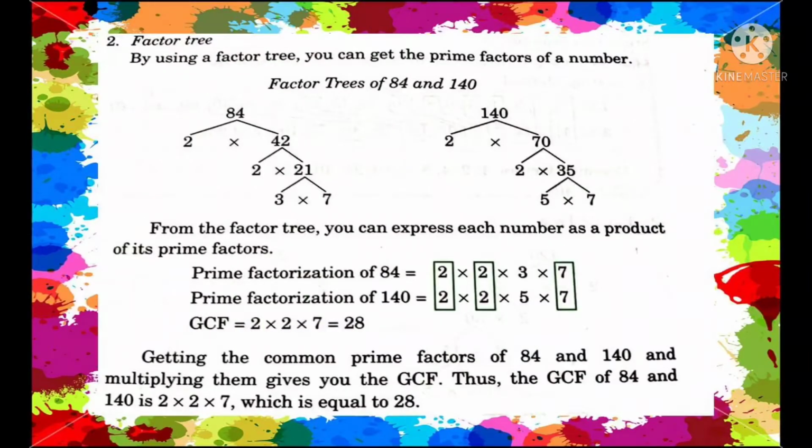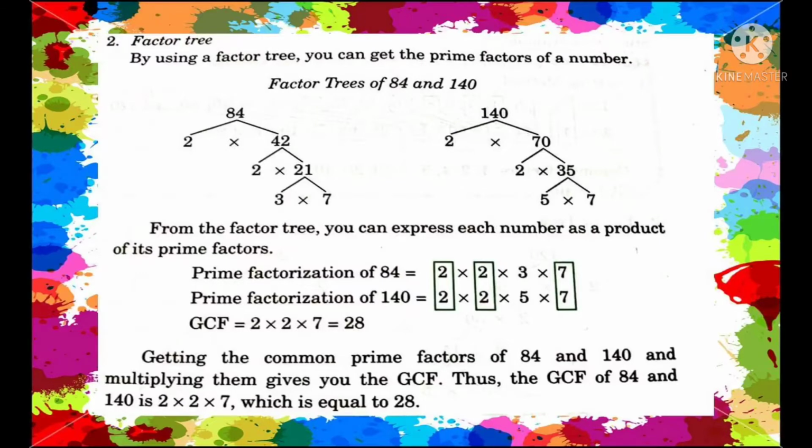Next is factor tree. So, by using a factor tree, you can get the prime factors of a number. Factor trees of 84 and 140. So, pinaghiwalay din dito si 84 at si 140. Ang ginawa dito, under ng 84, meron siyang dalawang line. Ito yung kaya siya tinawag na factor tree, nagba-branch siya.